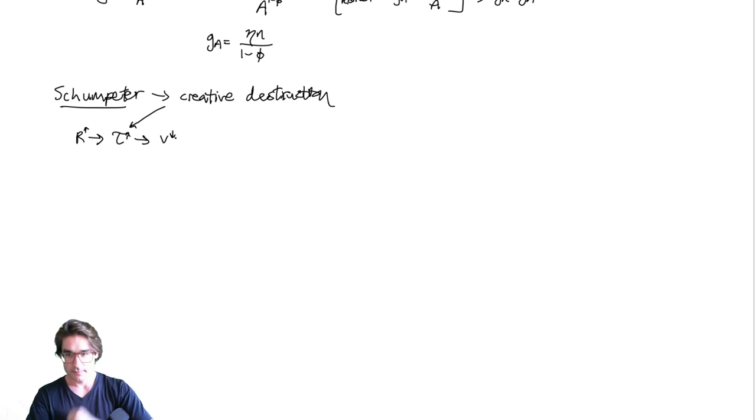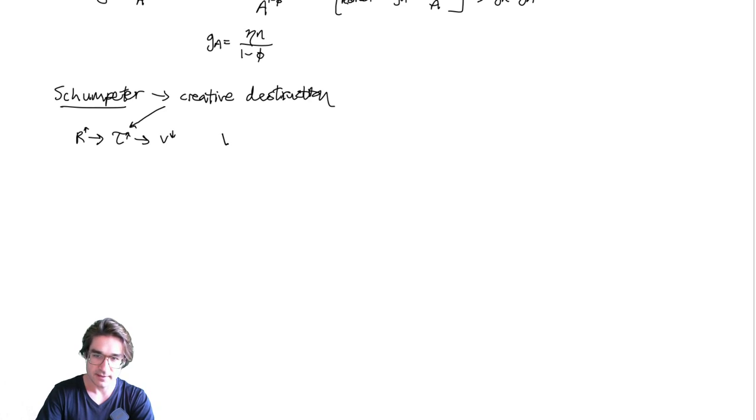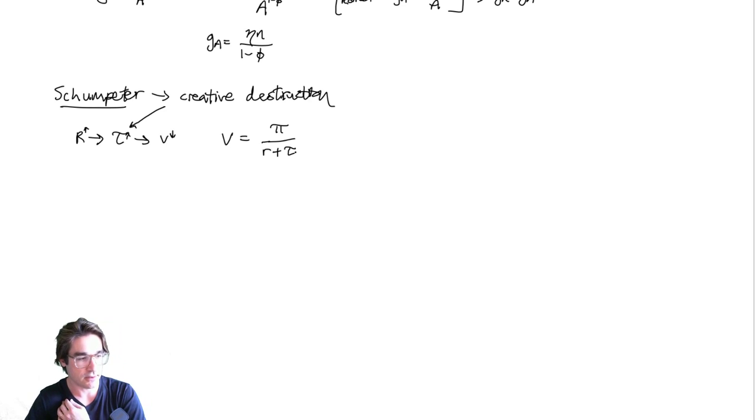Right. So the way I'm going to write this is V is going to be whatever your profits are, which we'll get to, divided by some interest rate discount kind of thing, plus tau. This is actually what it would look like if you solved it. I'm just going to assert it. Basically, tau ends up looking like a discount rate.